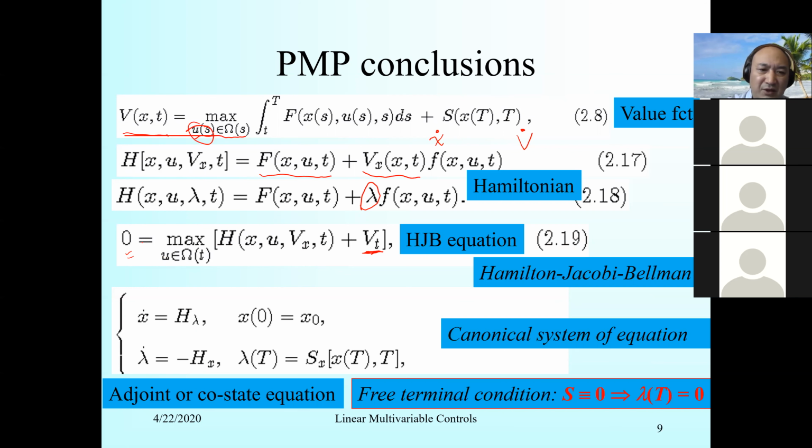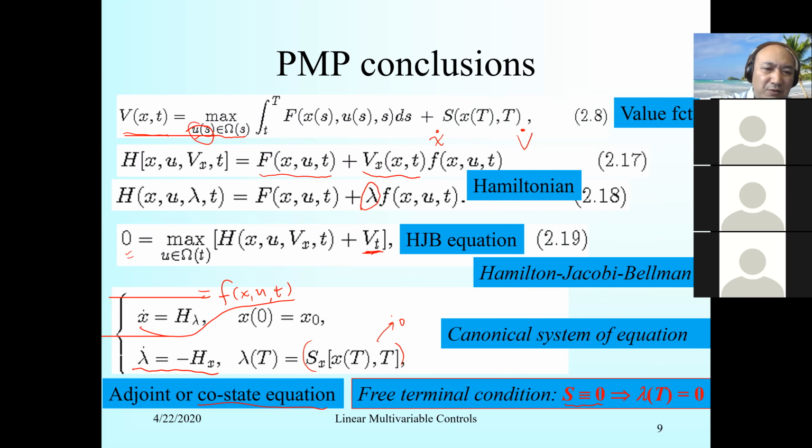For the canonical system equations, we're going to have 2. This one is nothing but f(x, u, t), so this is the original state equation. However, this is new. It's called the costate equation, or adjoint costate equation. In the free terminal case here, S is 0. You have no terminal cost. That corresponds to setting this term to 0.